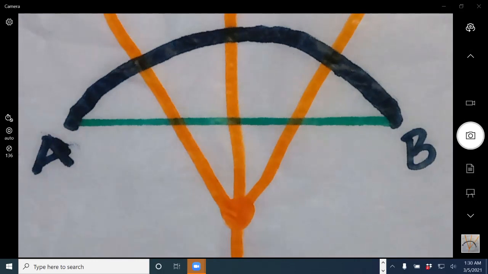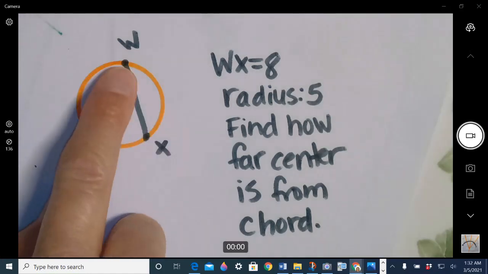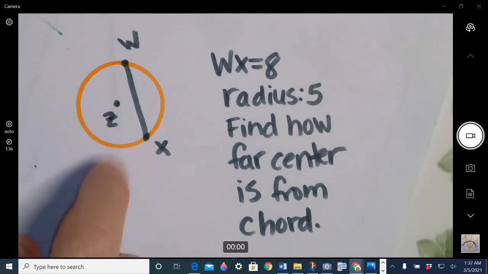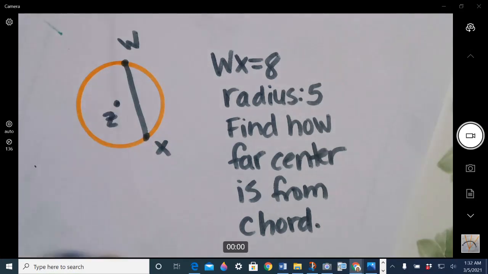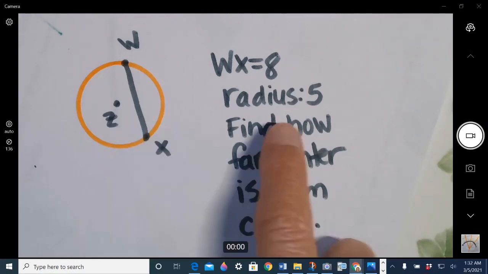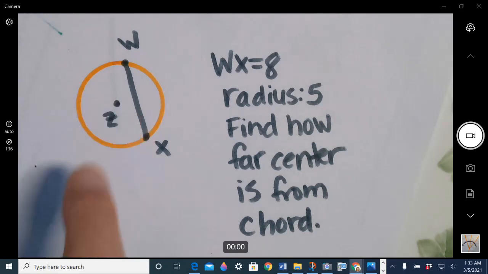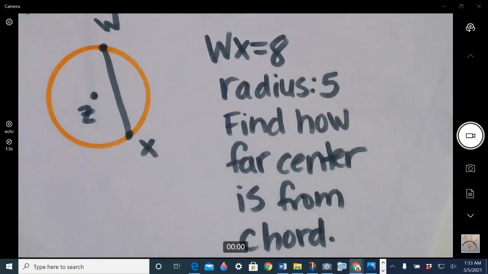And one problem I want to share with you real quick is the following. This is going to use that idea that I was just talking about. So we have a circle with a chord WX and Z is the center of our circle. We know that WX is 8, so this to here is 8. We also know that the radius of the circle is 5, and we want to figure out how far this chord is from the center Z, okay? Let me just get this a little zoomed in more.